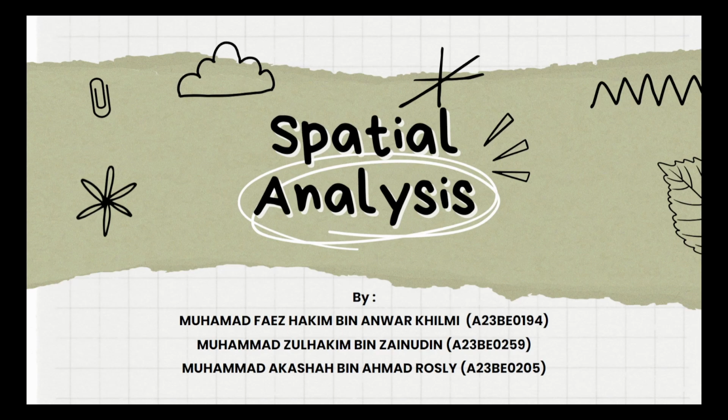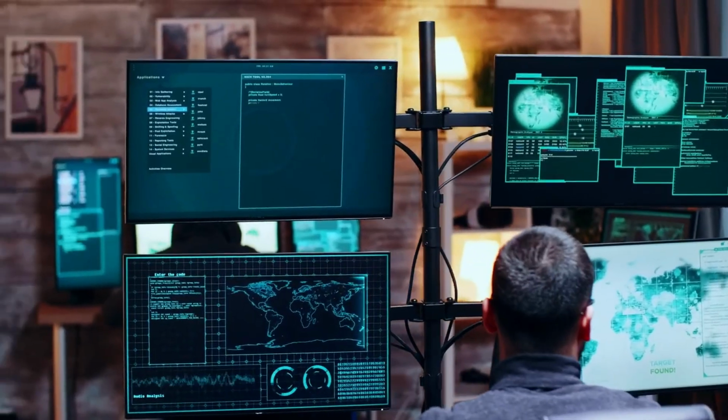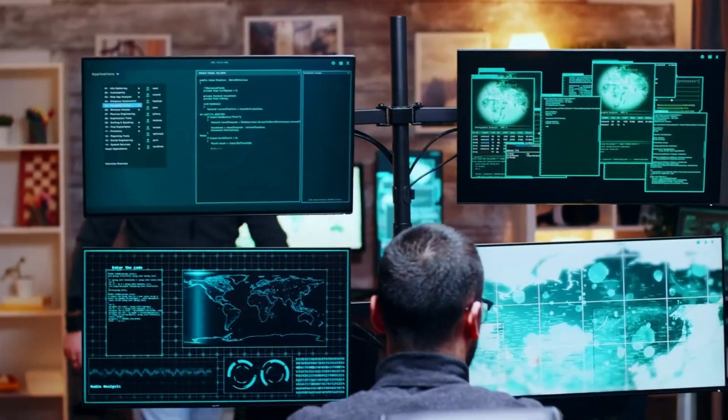Assalamualaikum and hi to Prof. Uzni Uchang. Today, my friend and I, with Amizul Hakim and Akasha, are going to explain to you about spatial analysis. Spatial analysis is a process using analytical techniques to find relationships, discover patterns, and solve problems with geographical data. It is a process to examine the location, attributes, and relationships of features of spatial data through overlay and analytic techniques in order to address a question or gain useful knowledge. In short, we convert information into data.